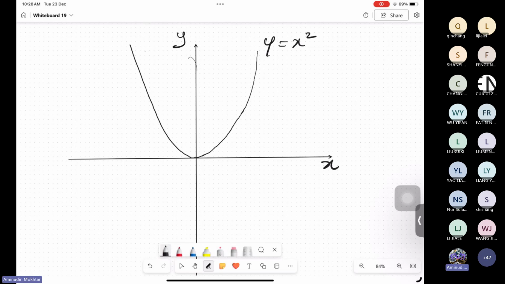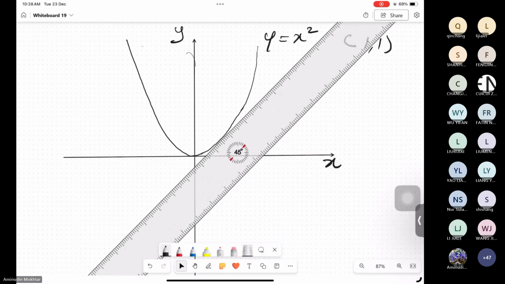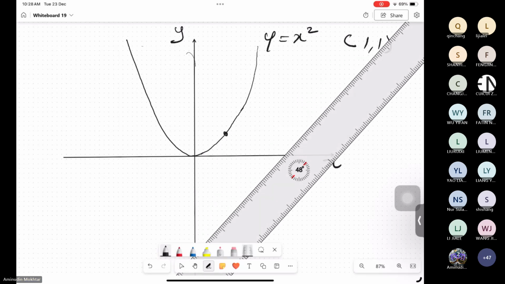Let's say, for example, I would like to choose one coordinate point, 1 and 1. When x equal 1, y equal 1. Let's say I choose this point, x equal 1, y equal 1.